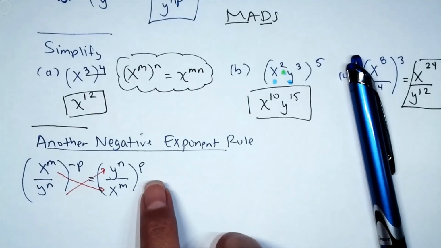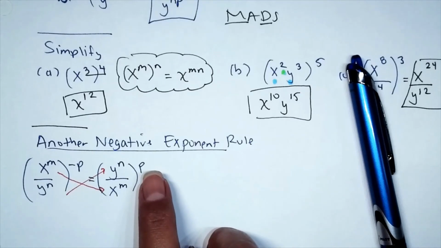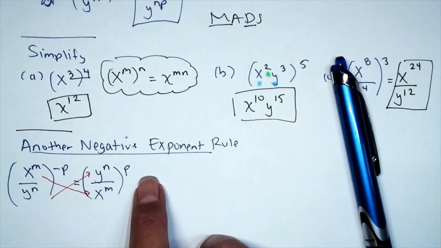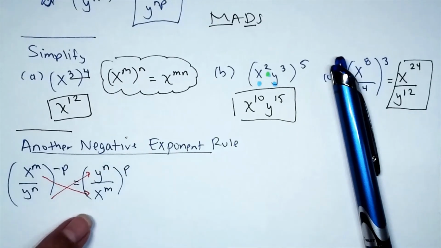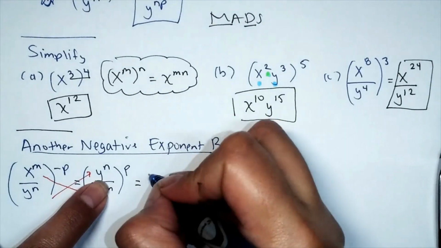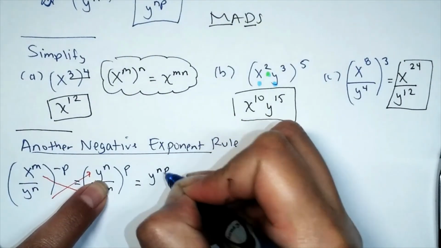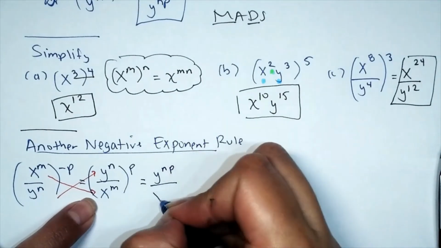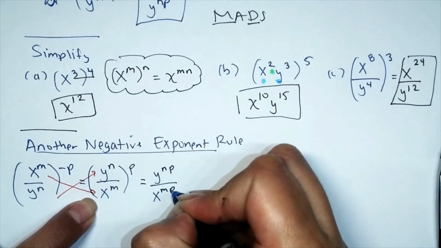Cool. Now that you have a positive exponent, then just keep your cool and do what we did earlier. Apply the power rule to the top and bottom one at a time. When you apply the power rule to the numerator, keep your base, multiply the exponents. When you apply the power rule to the denominator, keep your base and multiply the exponents.